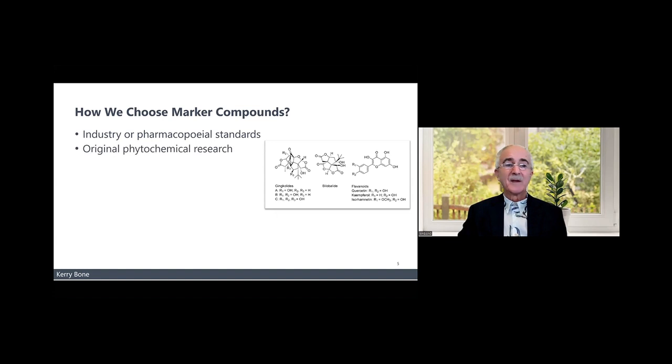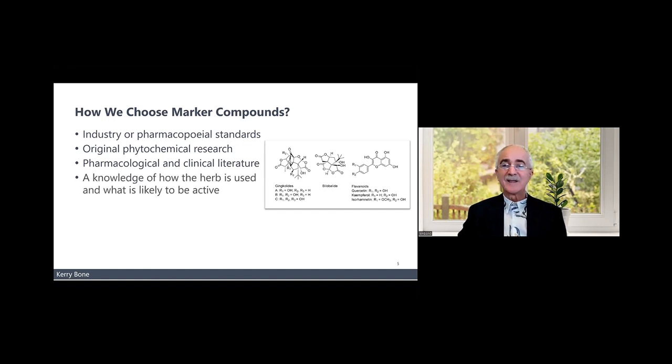We can do original phytochemical research and identify what is actually in that herb that's likely to have therapeutic activity. And that can be backed up then by the pharmacological and clinical literature that suggests, yes, indeed, these phytochemicals do have activity. But that must always be tempered by a knowledge of how the herb is used therapeutically and therefore what's likely to be active in that particular clinical context.